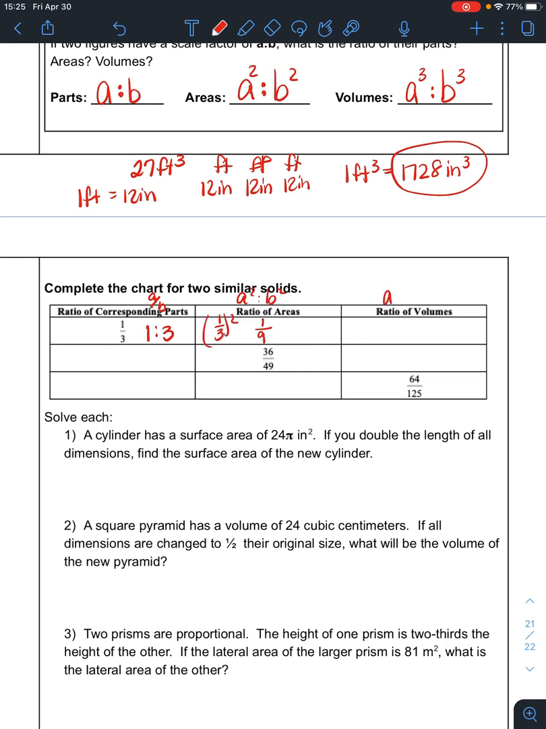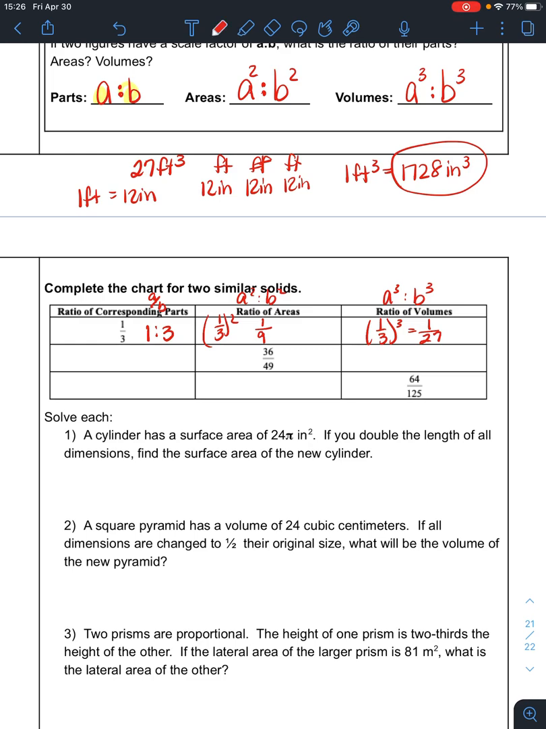The ratio of our volumes would be A cubed to B cubed. So that would be 1 over 3 cubed, which is 1 over 27. So that's when I started with my sides. Everything is based off of sides. Notice everything is in terms of A and B, plain old A and B with no exponents.